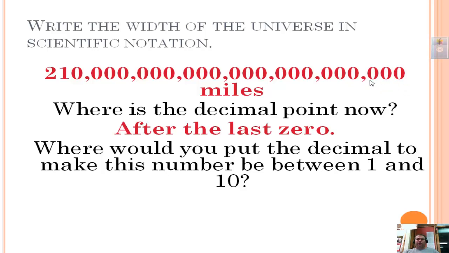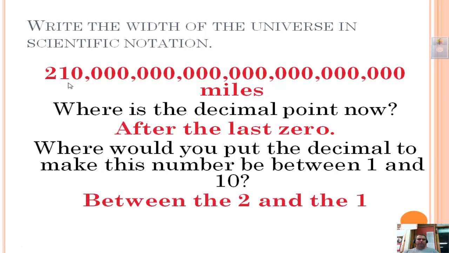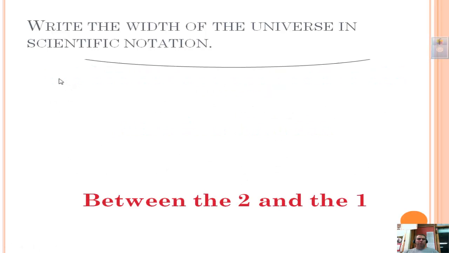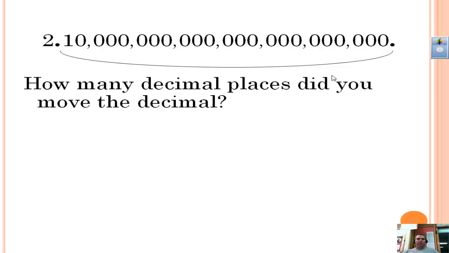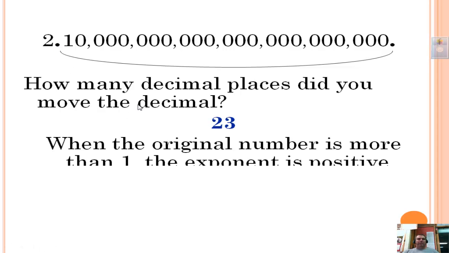So we're going to start moving it to the left here. And again, we're going to move it all the way over here until we get a number that's between 1 and 10. So it says we're going to move it between the 2 and the 1. We're going to take that decimal and move it until it's 2.10, and then we're going to express it. How many spaces did we move it? If you count up all of these zeros and how many spots we moved it to get between the 2 and the 1, you're going to find out that we moved it 23 spaces.